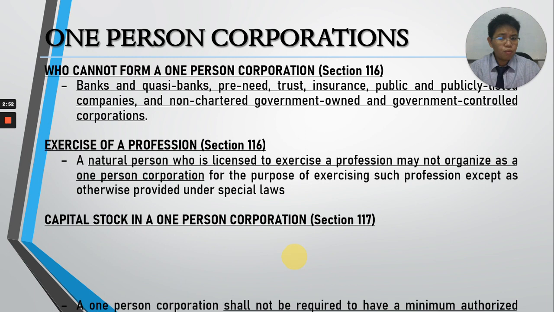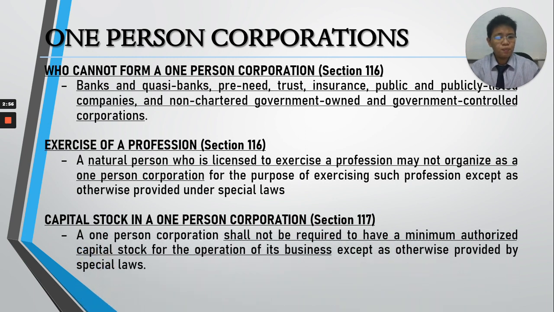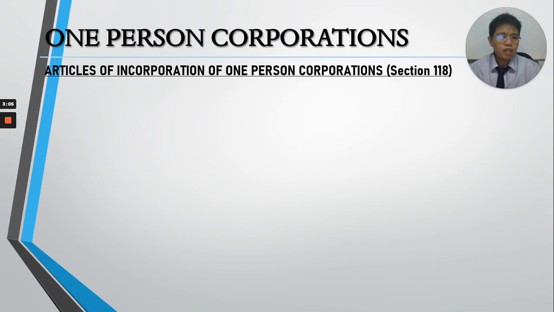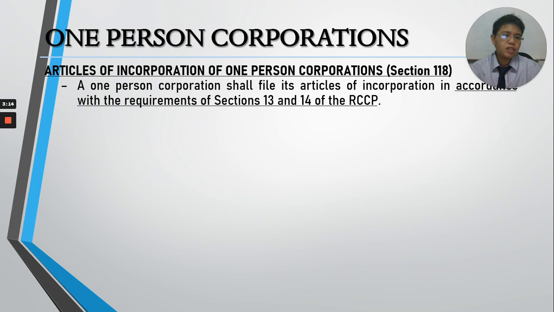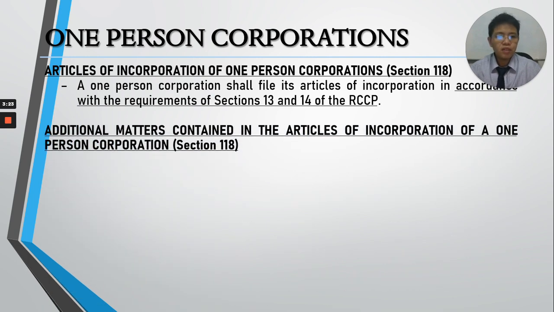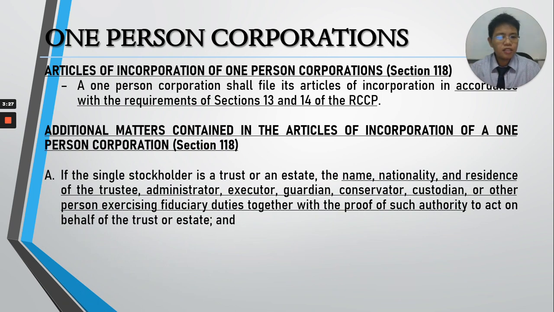What else? Capital stock in a one-person corporation, like in a regular stock corporation, it is not required to have a minimum authorized capital stock unless otherwise provided by special laws. Now, articles of incorporation of a one-person corporation, in addition to all the items listed in sections 13 and 14 of the Revised Corporation Code, dadagdag pa to. Additional matters contained in the articles under section 118, if the single stockholder pala is a trustee or an estate, kailangan ilagay din yung name, nationality, and residence of the trustee, administrator, executor, guardian, conservator, custodian, or other person exercising fiduciary duties, together with proof of the authority to act on behalf of the trust or estate. So, ilagay dyan kung sino ang magmamanage nung trust or nung estate.